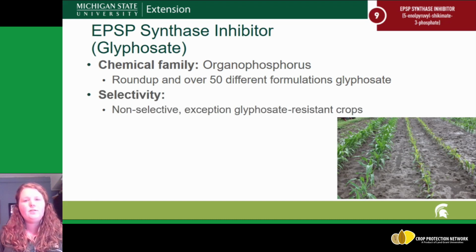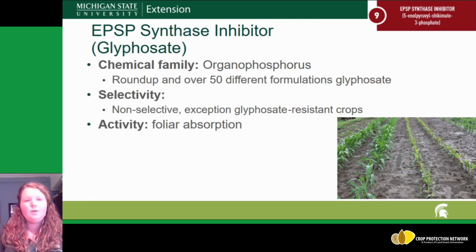Selectivity: it's non-selective. So this means that anything that glyphosate or Roundup touches will be controlled. The exception is if those crops were bred to be resistant to glyphosate, which are glyphosate resistant crops. So in the picture on your right, we planted 2 rows of glyphosate resistant corn. Next to that, I have 2 rows of glyphosate sensitive corn, in which we then applied glyphosate over the top. And those sensitive crops will die because it's non-selective. So anything that is not genetically modified to be resistant to glyphosate will be controlled.